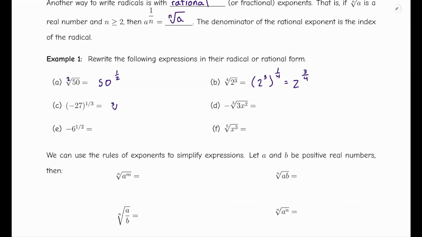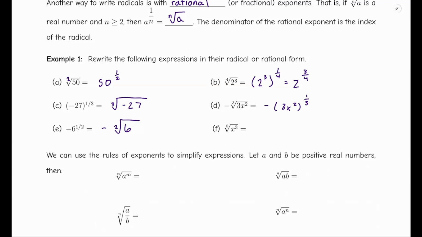1/3 becomes the cubed root, so negative 27 to the 1/3 power is the cubed root of negative 27. Negative cubed root of 3x squared will become negative 3x squared in parentheses to the 1/3 power. Notice how since the negative was on the outside of the radical, it's on the outside of the parentheses. Negative 6 to the 1/2, that's negative square root of 6. Compare C and E and notice how the parentheses make a difference and where the negative sign appears in the answer.